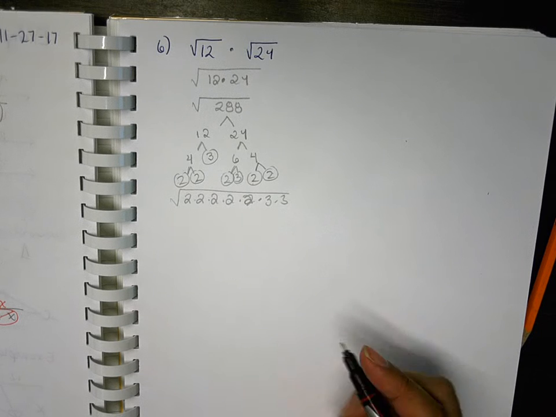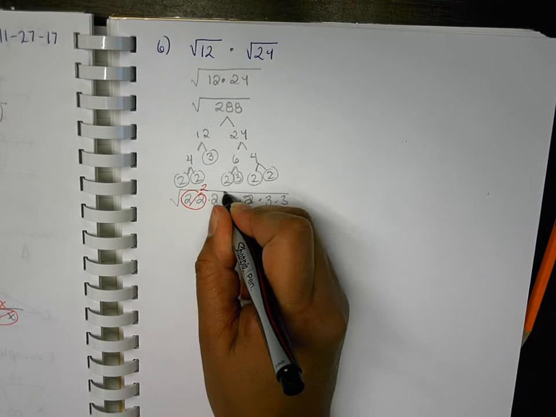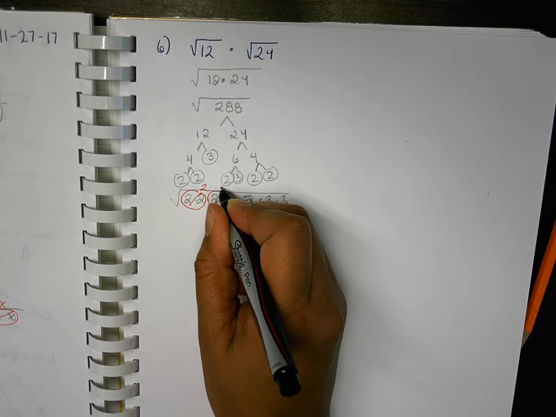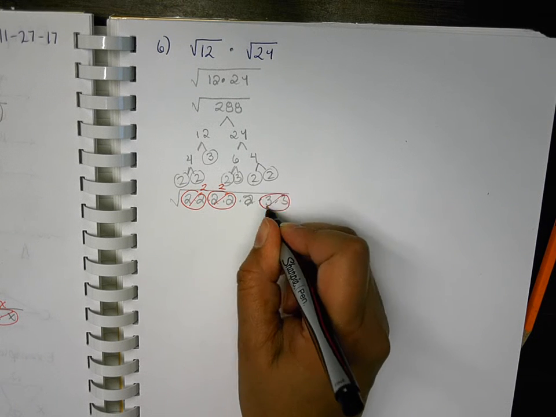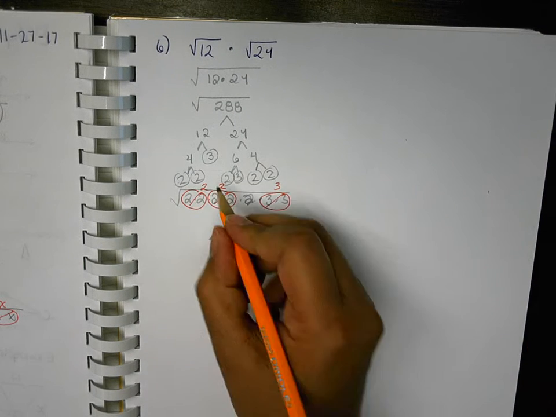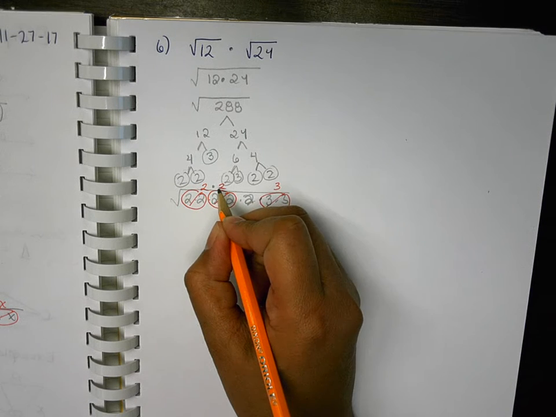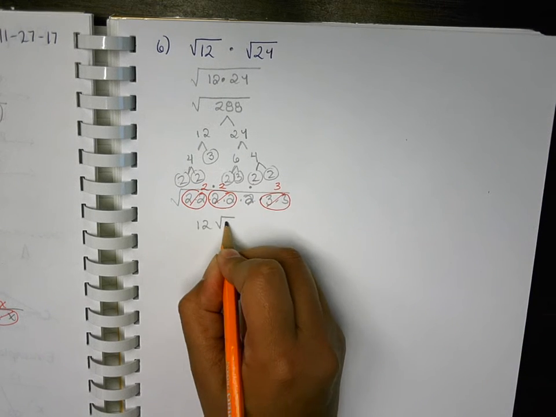All right, this first set comes out as just a 2. The next set also comes out as a 2. That 2's left behind, and this comes out as a 3, because 3 times 3 is 9, and the square root of 9 is 3. So I have 2 times 2, which is 4, times 3, which is 12 root 2.